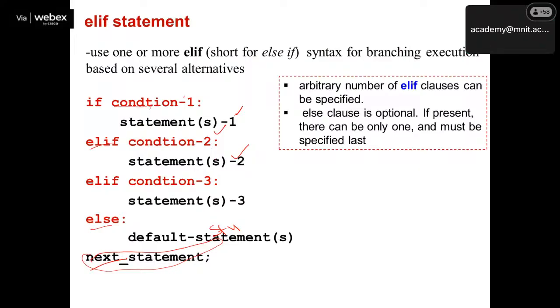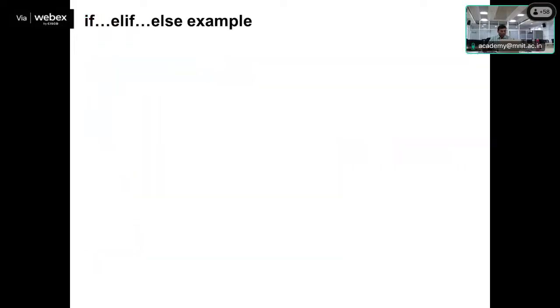So if condition 1 is true, statement 1 is performed. If condition 1 is false and condition 2 is true, then statement 2 is performed. If all the conditions are not true, then the default statement is going to take place. It means we can specify an arbitrary number of elif clauses, and they will be available one after another, and these conditions are going to be evaluated in order.